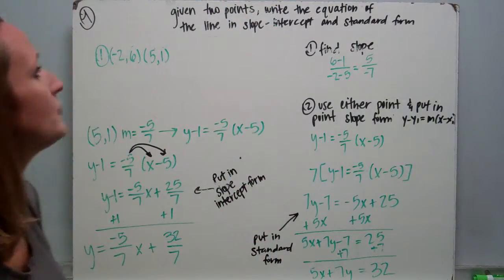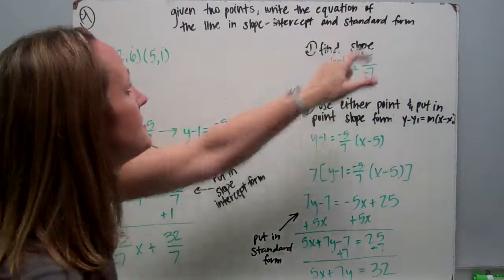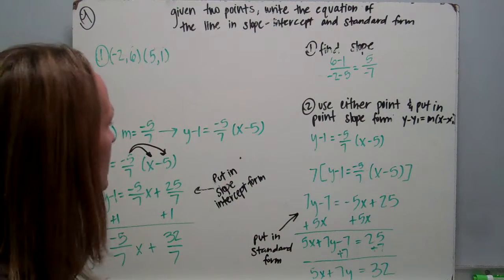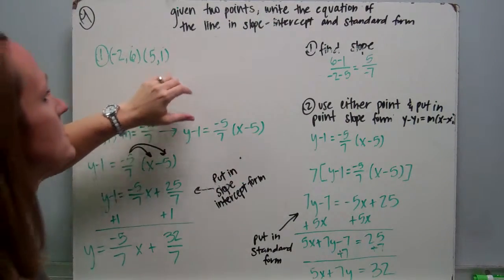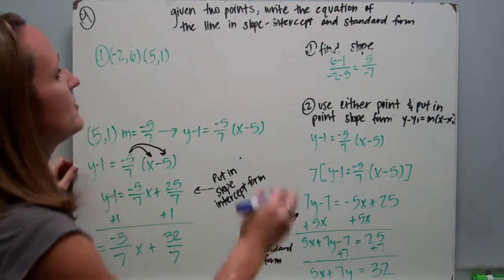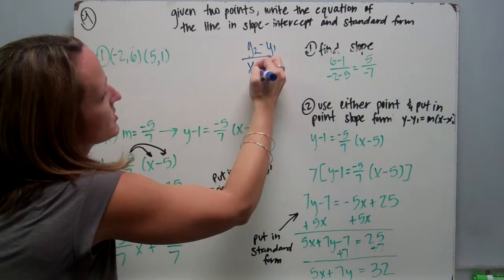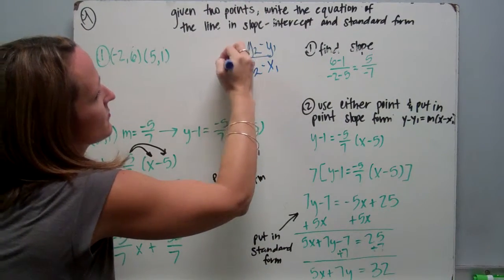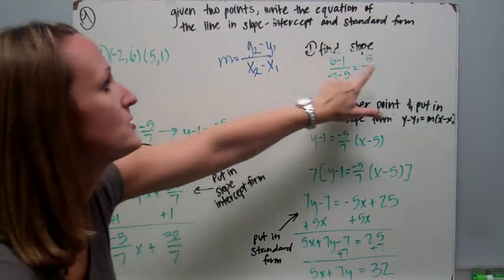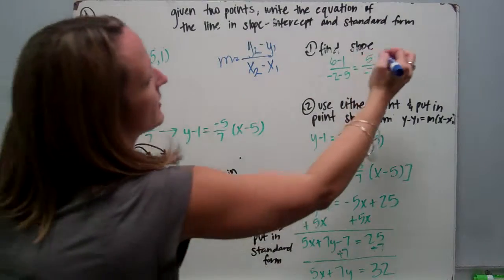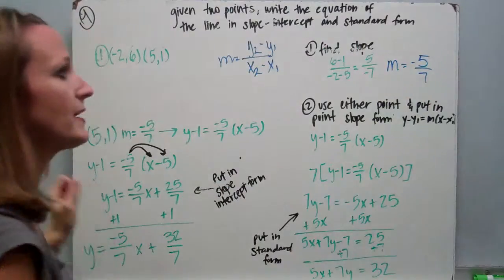Alright. What if we're just given 2 points? We want to write the equation in slope-intercept form and in standard form. Okay, so here's our 2 points, -2, 6, and 5, 1. So first, we've got to find our slope. Remember, to find slope, we do y2 minus y1 over x2 minus x1. That's your formula for slope. So when we do that, we find that our slope is equal to 5 over -7. Your negative could go either way, top or bottom.